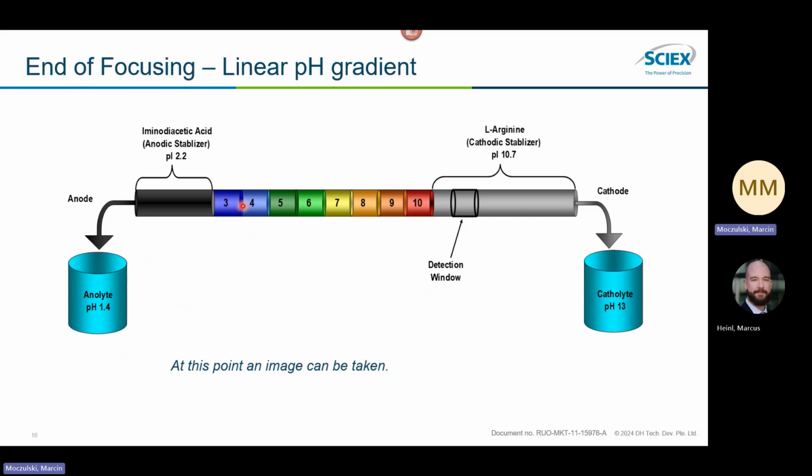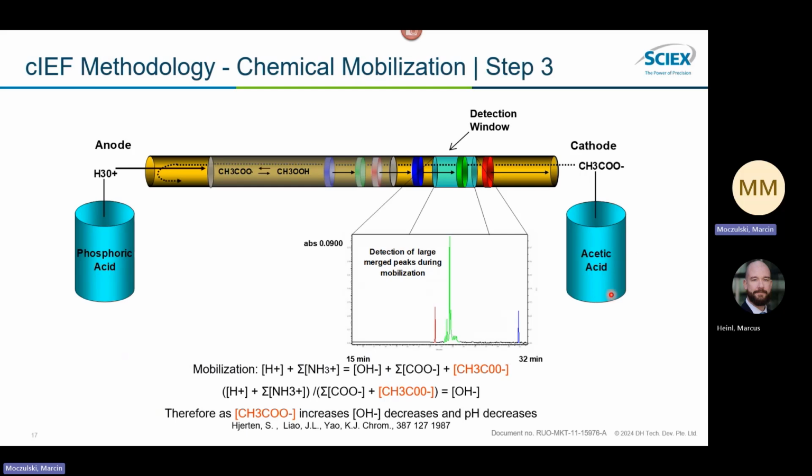And there is a moment when imaging techniques make a stop, take a picture, and we see the effect of final focusing. However, in the SCIEX method, after the focusing, we continue the process when the cathode side solution, sodium hydroxide, from the cathodic side is replaced with acetic acid. And we continue the process using a little bit higher voltage, maximum 30 kilovolts. This allows us to introduce into the capillary acetic acid ions, which are moving very, very fast.